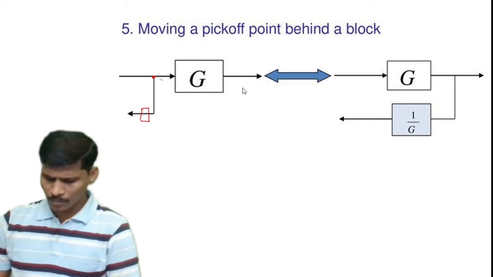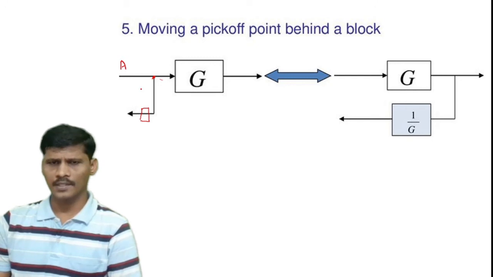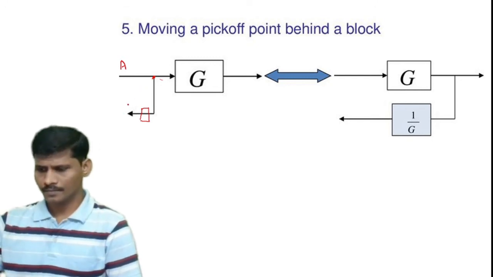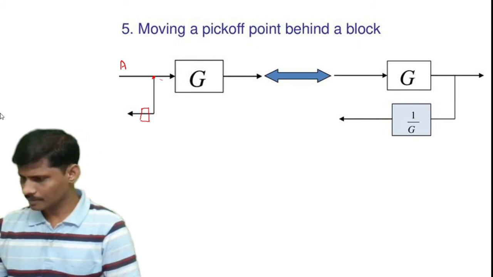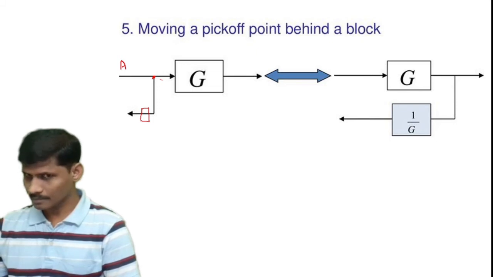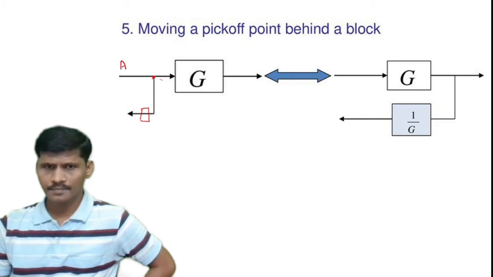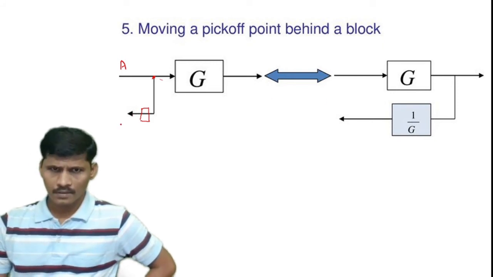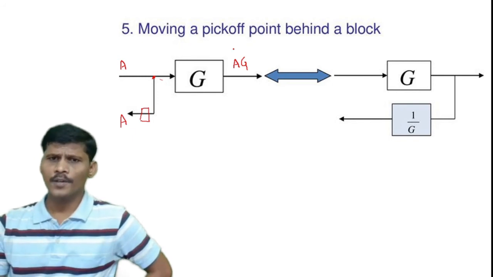So now here the input is capital A, and this input is also capital A, and the output of this block is AG, and moving this branch point after the block, this is the equivalent graphical representation.